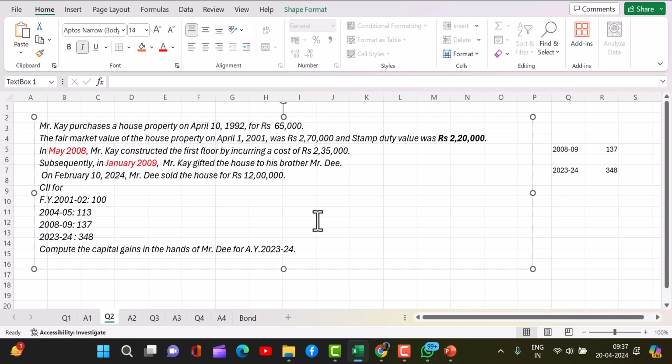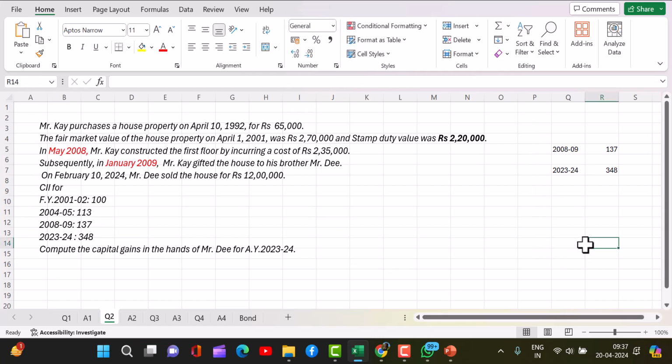Can you see the Excel sheet? Yes, sir. Okay, so just open your Excel sheet also. You can also look at the Excel sheet while we solve it. Okay, so Kajal, can you read this? Yes, sir.